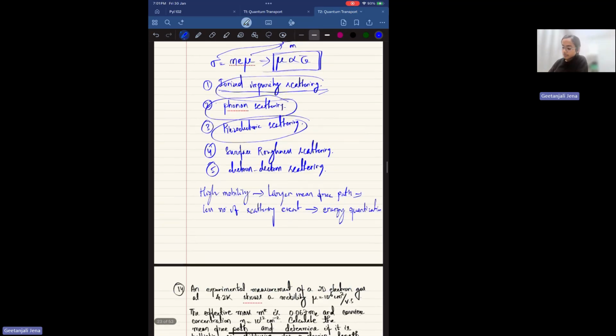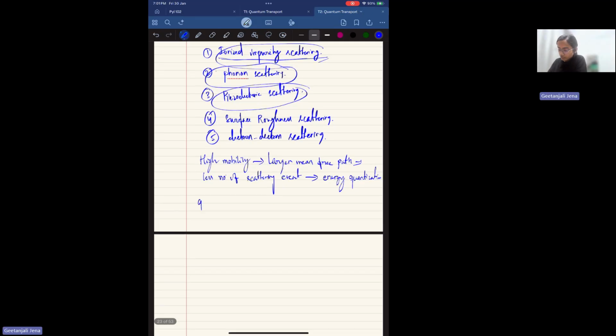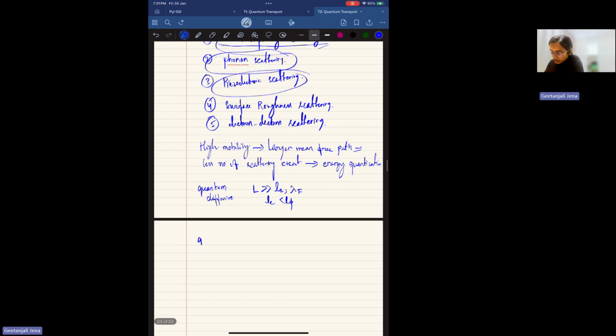And as we have seen before, for quantum diffusive, we need to have the device length greater than the elastic mean free path or Fermi wavelength, but Le should be less than L phi. On the other hand, for quantum ballistic, we need to have lambda F in the order of L, which is less than Le and L phi.